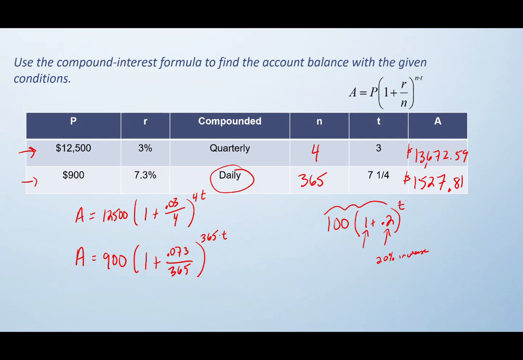The only difference is that if the interest is not just being paid once a year, if it's being paid twice a year, you're going to get half the interest every 6 months, right? So that's where we get 100 times 1 plus 20% over n, to the nt. That's where this formula is really coming from.